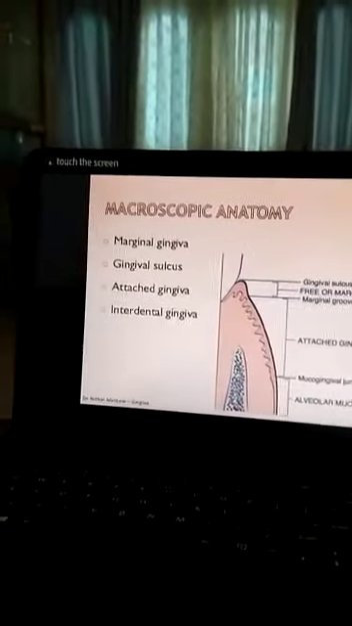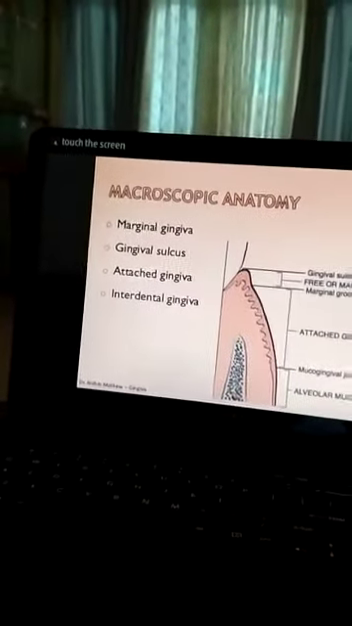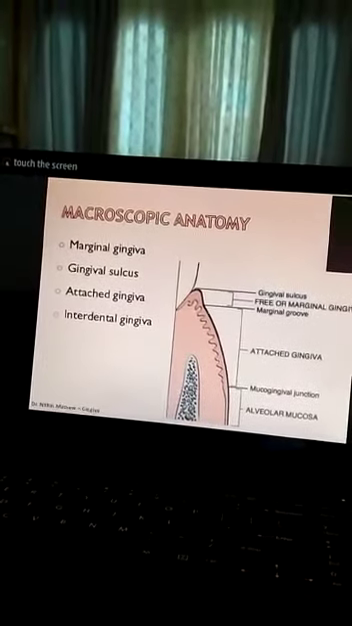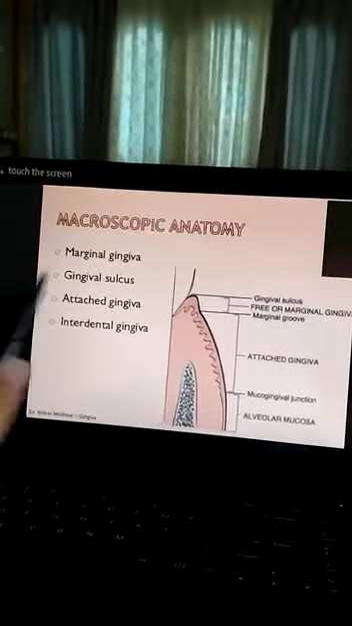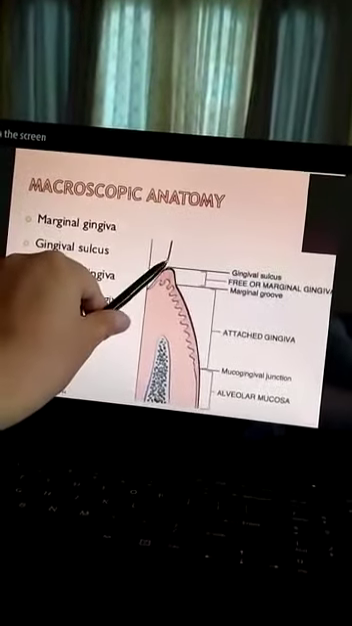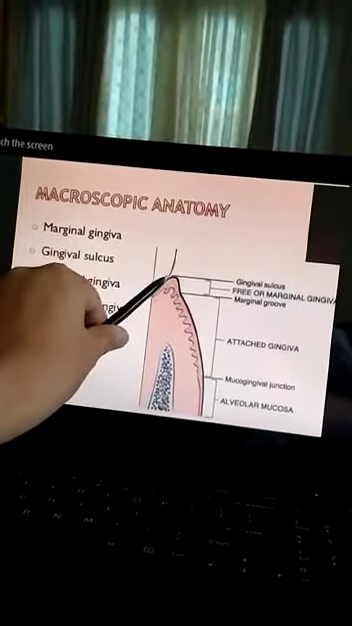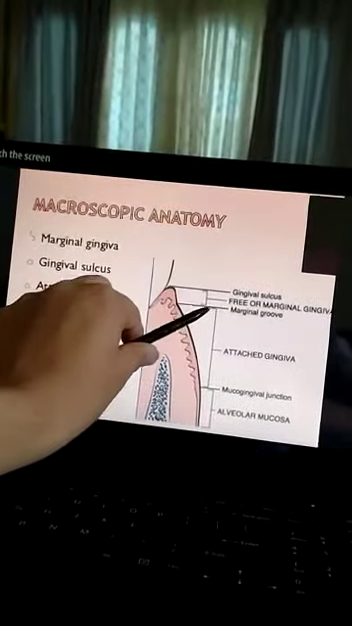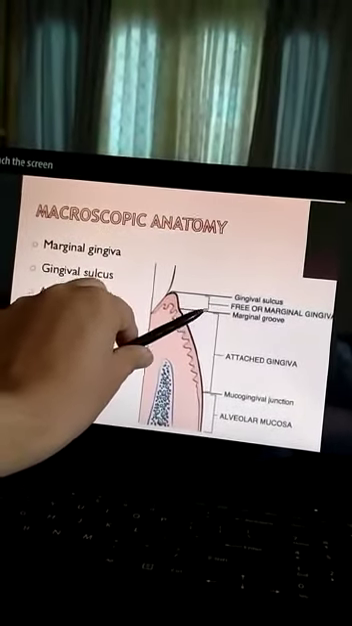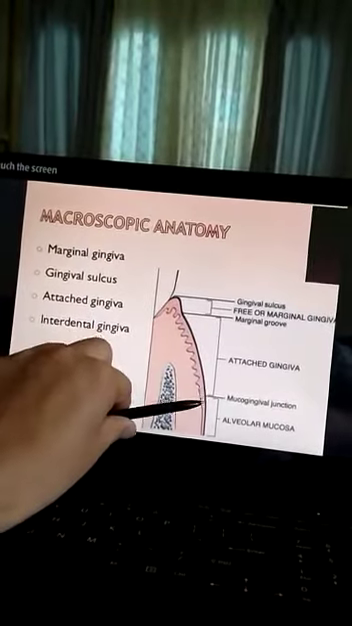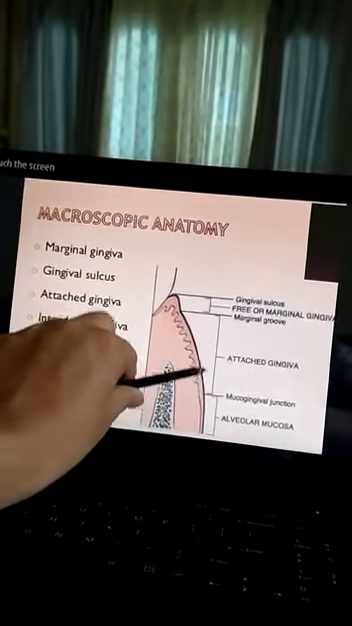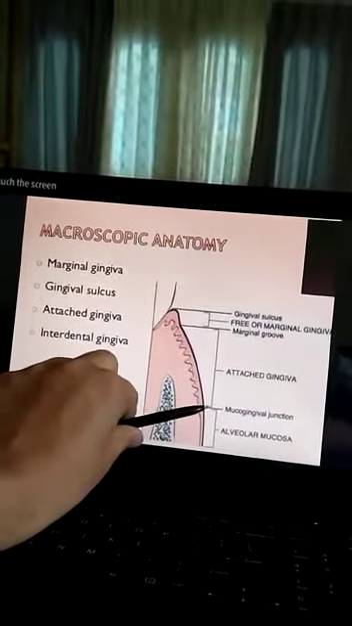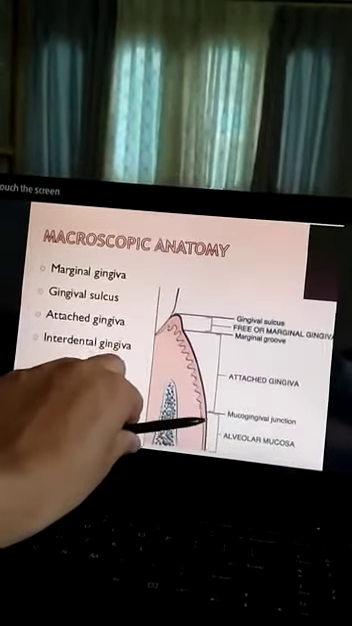Microscopic anatomy of the gingiva contains marginal gingiva, gingival sulcus, attached gingiva, and interdental gingiva. This part is called gingival sulcus. This portion is called marginal groove, and between the marginal groove and mucogingival junction, that portion is called attached gingiva, and below the mucogingival junction, that is called alveolar mucosa.